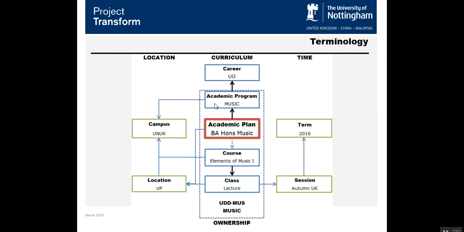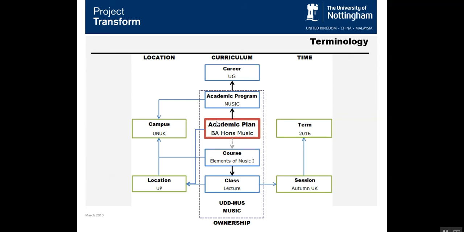Now, the other record we have to understand here is the academic program. This is like a parent record for the academic plan, and it contains some of the information that we need for the academic plan. So, for example, the two key things are the academic program determines the career, so the qualification level of the academic plan, so undergraduate, postgraduate taught, postgraduate research, the main ones, and also it links the academic plan to a campus.